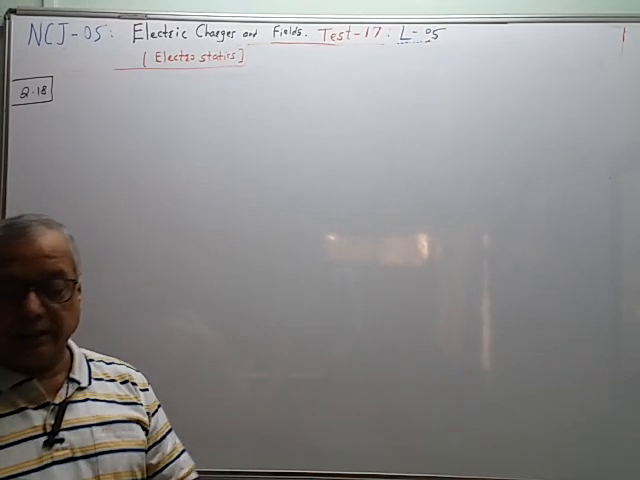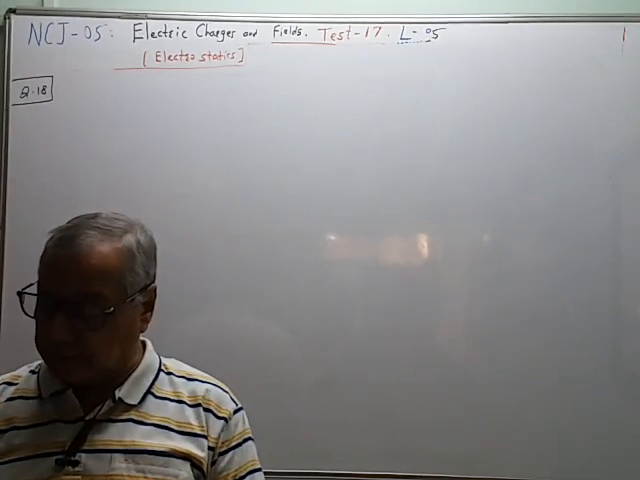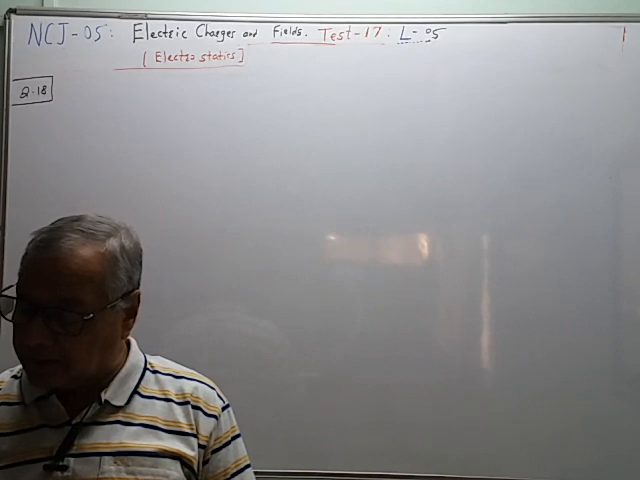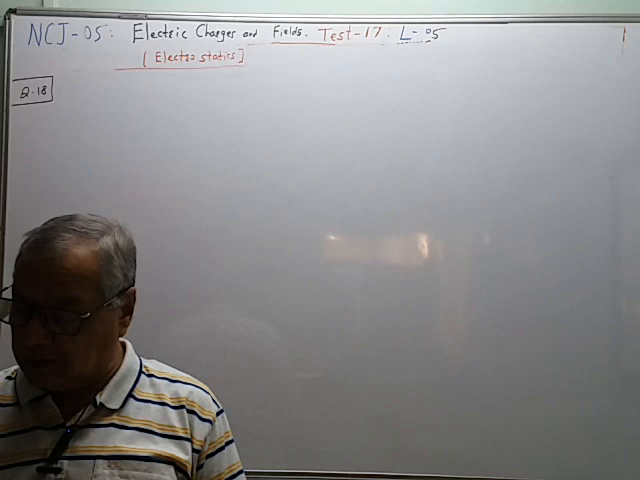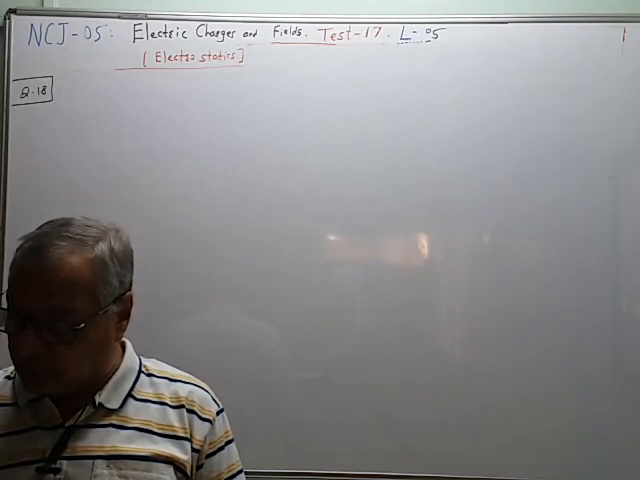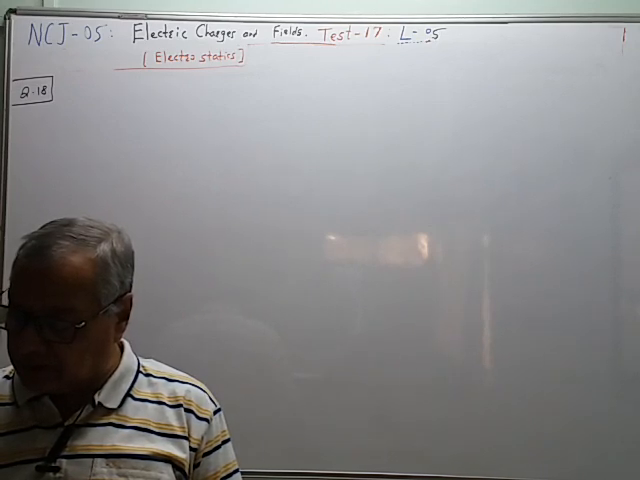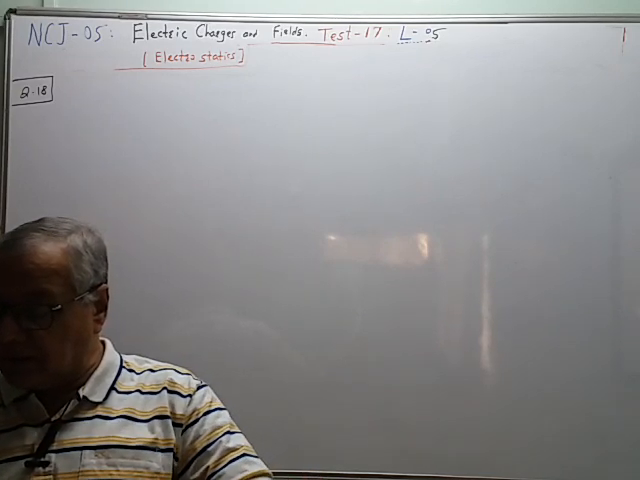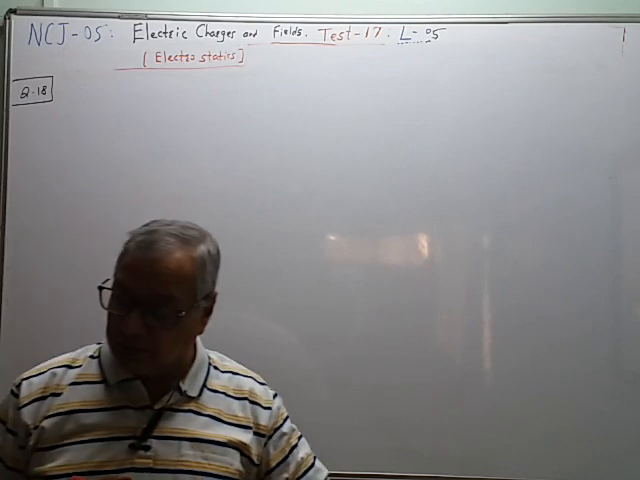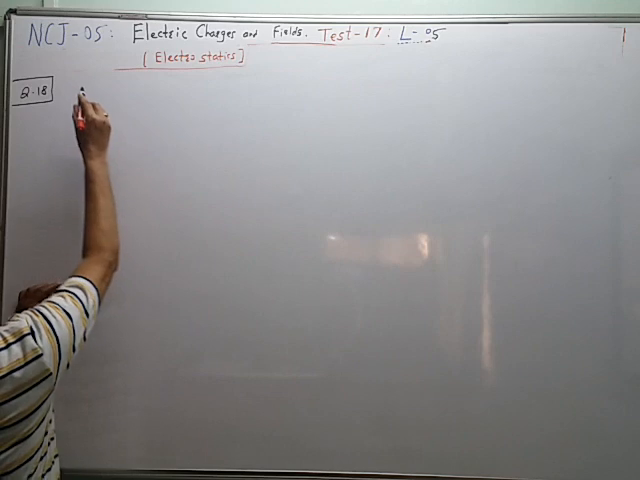Next question 18. It is related with the electric flux, Gauss theorem. Consider an electric field E is equal to E0 x, where E0 is constant. The flux through the shaded area as shown in the figure due to this field is 2 times E0 a square, etc. So, the electric field is given E is equal to E0 x, it means it is along the x-axis. So, I will show only a two-dimensional figure.